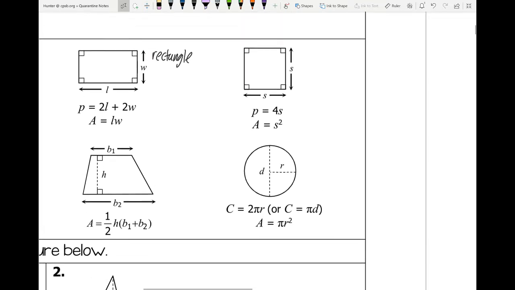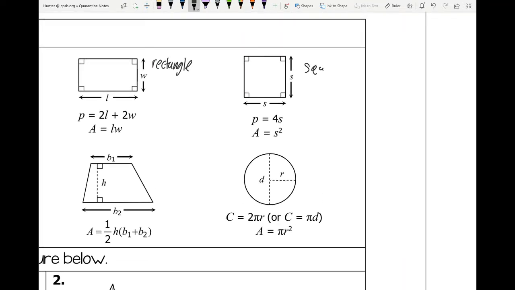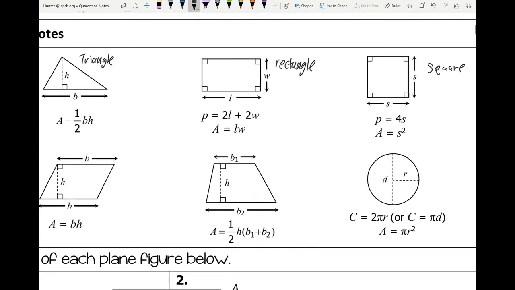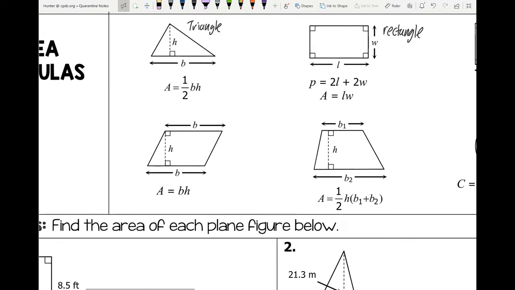For a square, very similar to a rectangle, we have all 4 sides being the same. So if we do side times side, as we have here, that's just equal to side squared. And in the perimeter, you add the same side 4 times, so it's 4 times s.